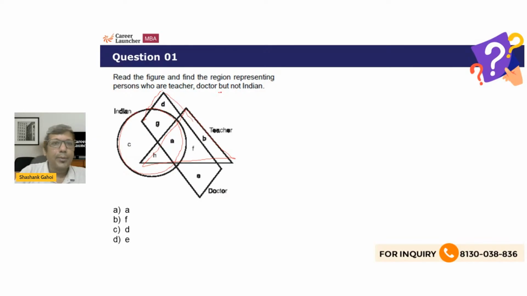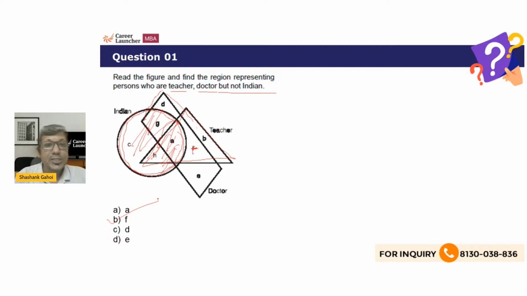Now I'm not looking for Indians, so I'm just going to exclude this part completely. This part is not going to be part of this, so I'm rejecting everything. Now what am I looking for? I'm looking for the people who are teachers as well as doctors. So I need a region that is part of teacher and doctors both, part of the triangle as well as the parallelogram. Which part is that? That is F. So the answer of this question is going to be option B, that is F.